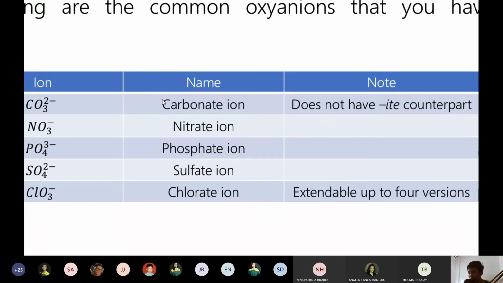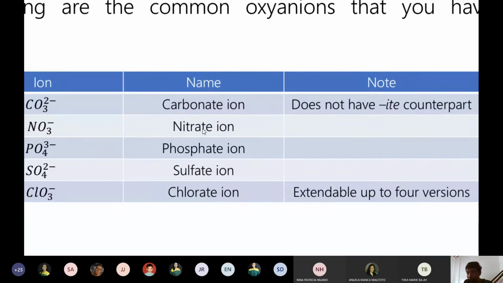Question, does it have an ite counterpart? May CO2 negative 2 ba yan? Wala po. Sabi niya wala daw. Okay, so wala siyang ite counterpart. So as is na yung carbonate. Isa lang yan. So wala na tayong i-worry masyado.